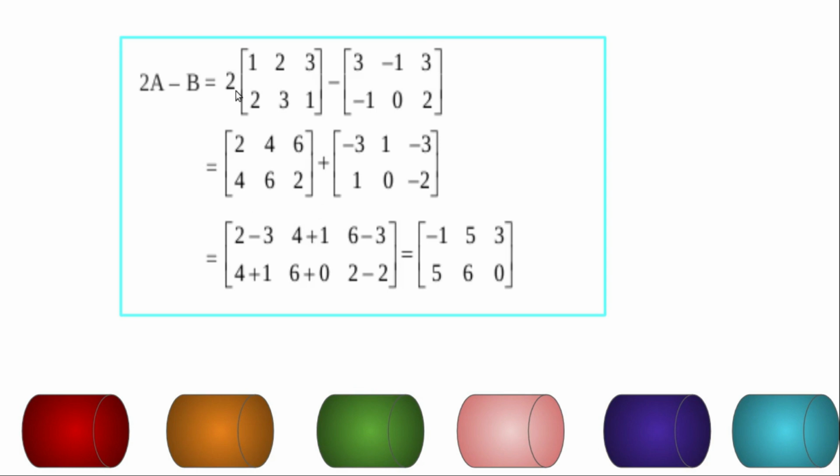2A minus B is 2 into matrix A minus B. 2 into each element of A, we get this matrix. Minus 1 into each element of B, we get this matrix. Then add these two: 2 plus minus 3, 4 plus 1, 6 plus minus 3, 4 plus 1, 6 plus 0, 2 plus minus 2. So we get the matrix minus 1, 5, 3, 5, 6, 0.